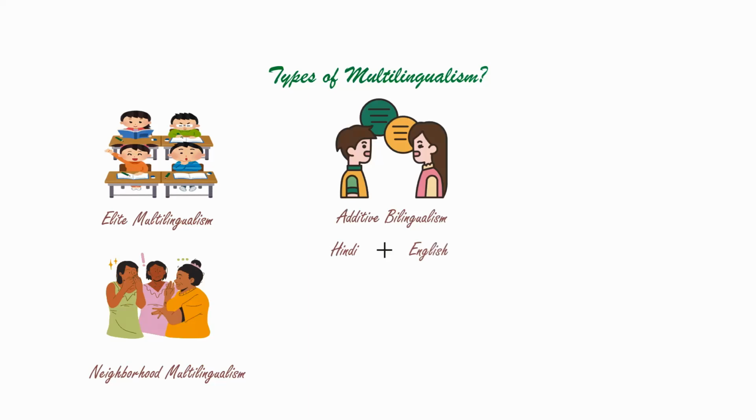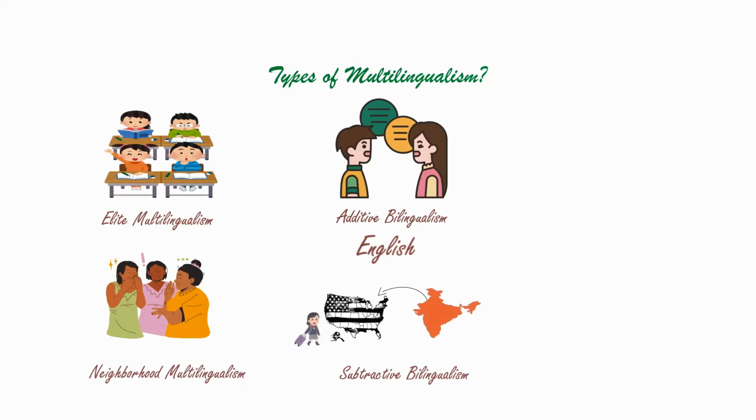But in some cases, the second language slowly replaces the first one. This is called subtractive bilingualism. For instance, imagine a family that moves from India to the USA and the child begins school in English. The child slowly stops speaking its native language because it's no longer used in daily life.